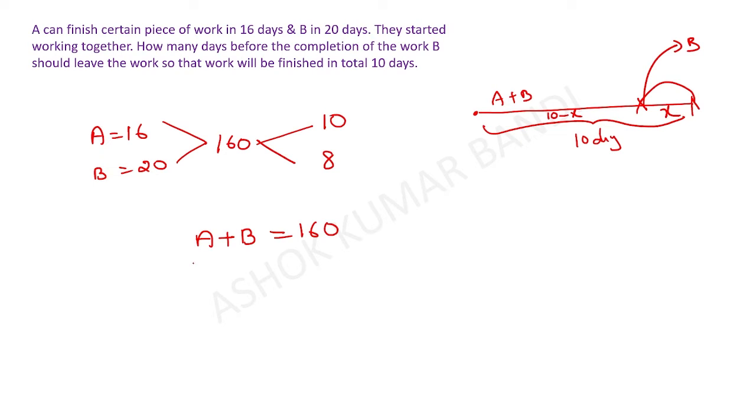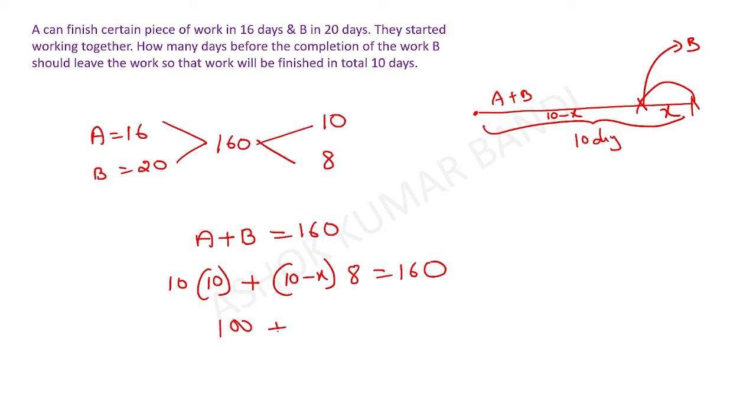See guys, here B is leaving somewhere, but A is not going anywhere. A is there in the starting as well as in the ending. That means A is there for 10 days. In one day he can eat 10 chocolates, so in 10 days he can eat 10 into 10 chocolates. And B is there in the problem only for 10 minus x days, because he left x days before completion of the work. In one day he can eat 8 chocolates. So this should be equal to 160.